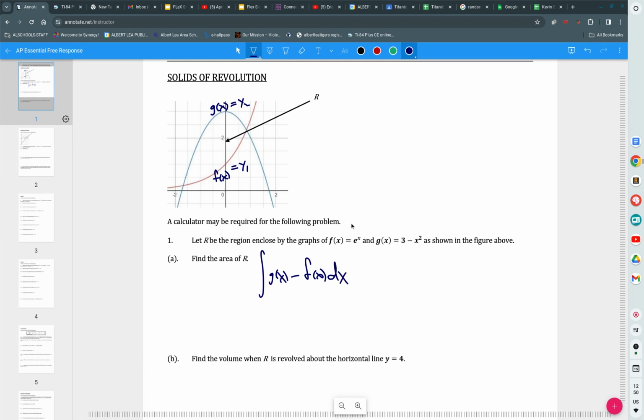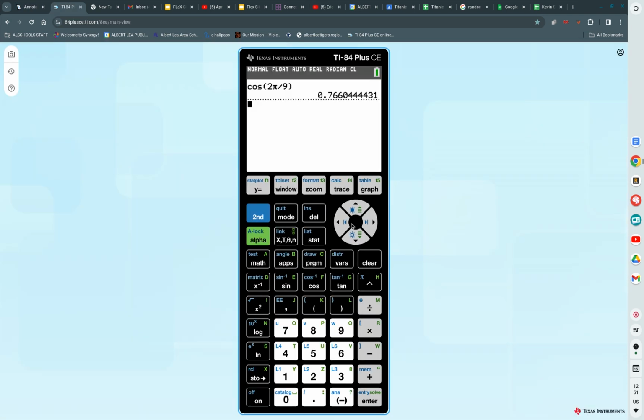Now, what happens if you write out the equation? That's absolutely fine. Okay, plug what in? What am I missing in this problem right now? Bounds. How am I going to find the bounds? Find the point of intersection. Point of intersection on the calculator. So there we go to work.